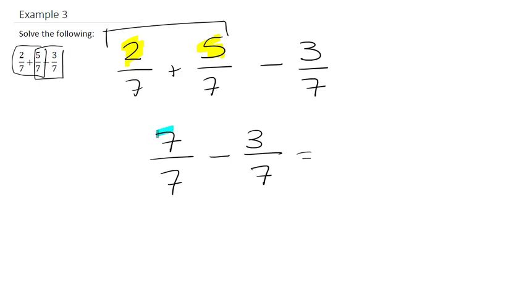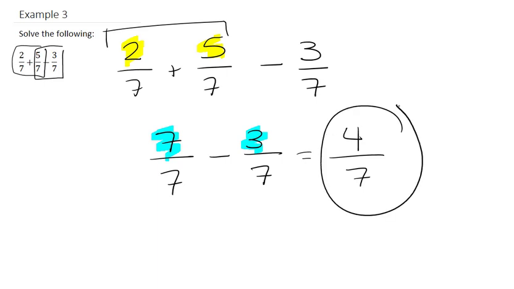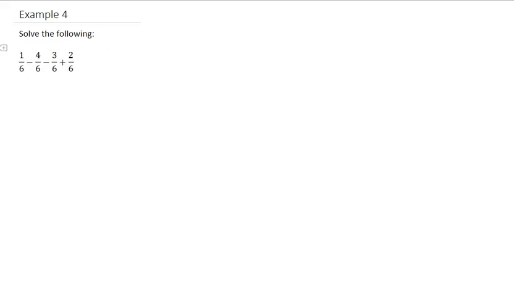So with subtraction, we're going to go 7 minus 3 as we have the same common denominator. So we keep the denominator, which is 7, and 7 minus 3 is equal to 4. So we have 4/7 as our fraction for the solution. Now let's do another example.